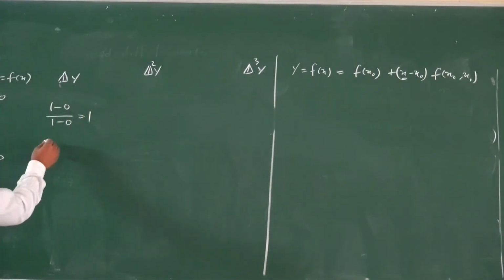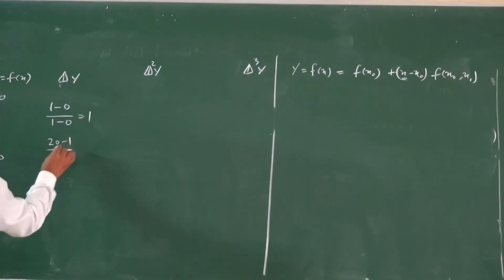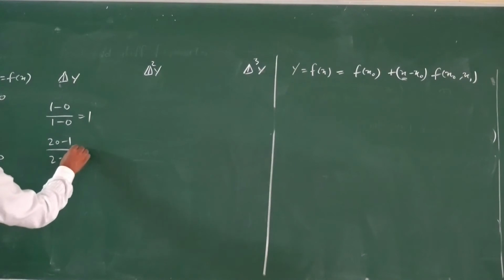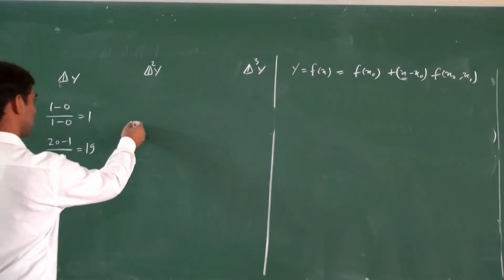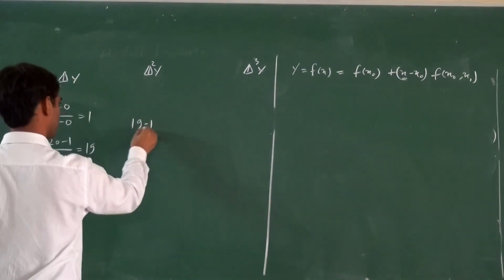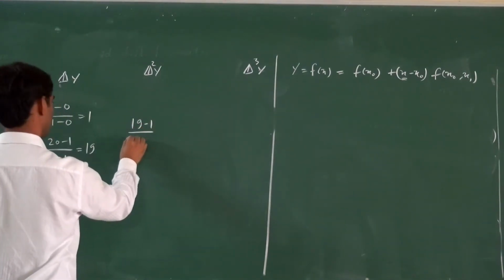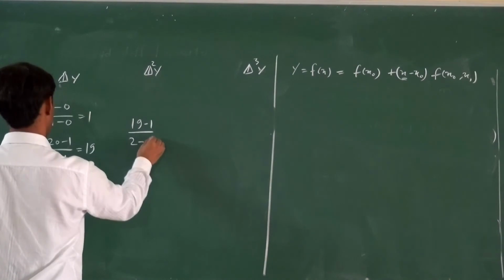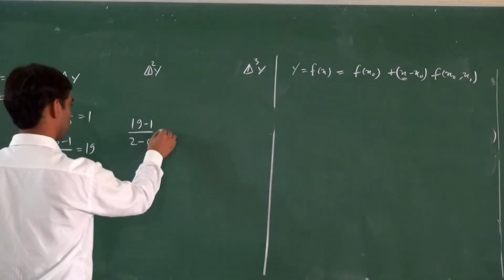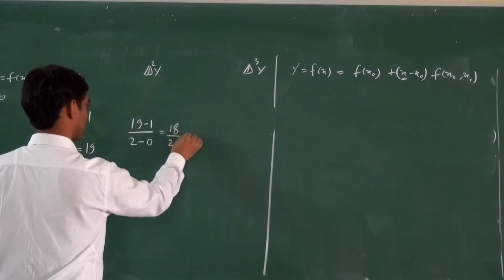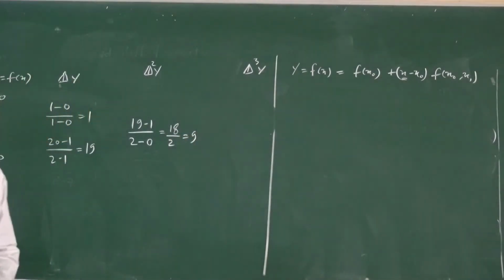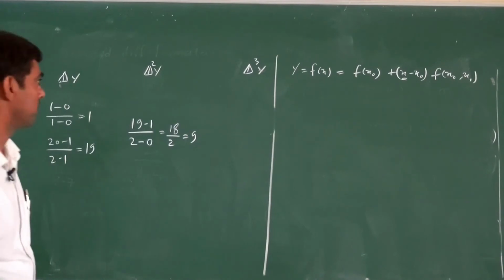What is the second term of the first order divided difference? 20 minus 1 divided by 2 minus 1. This one is 19. And the second order divided difference becomes 19 minus 1 divided by 2 minus 0. So what is the value? 18 by 2. The value for this one is 9.